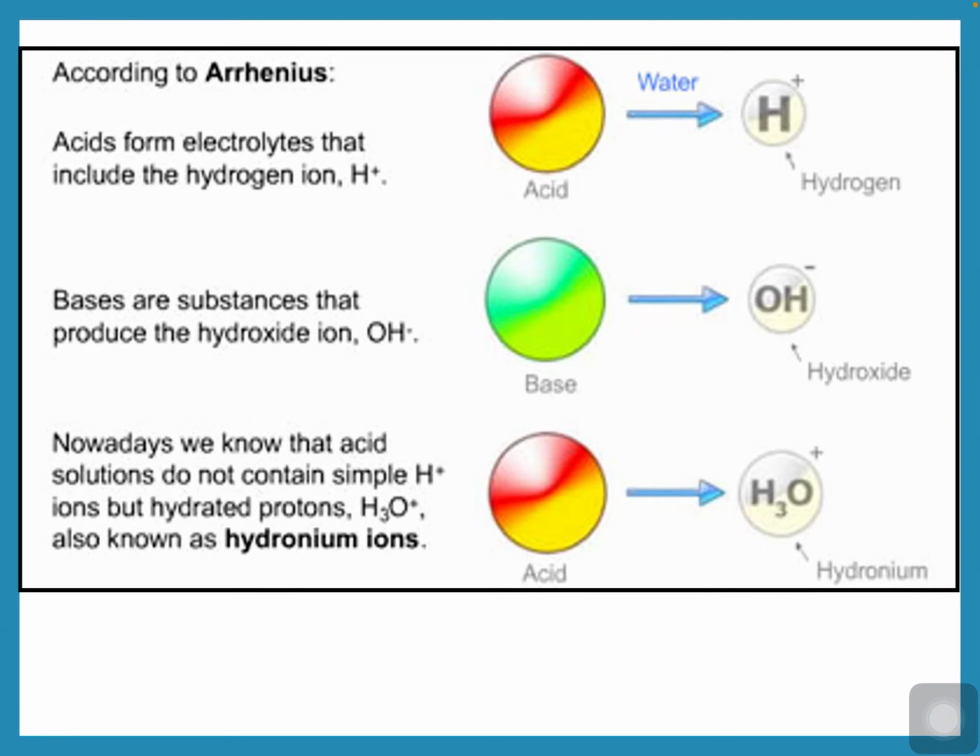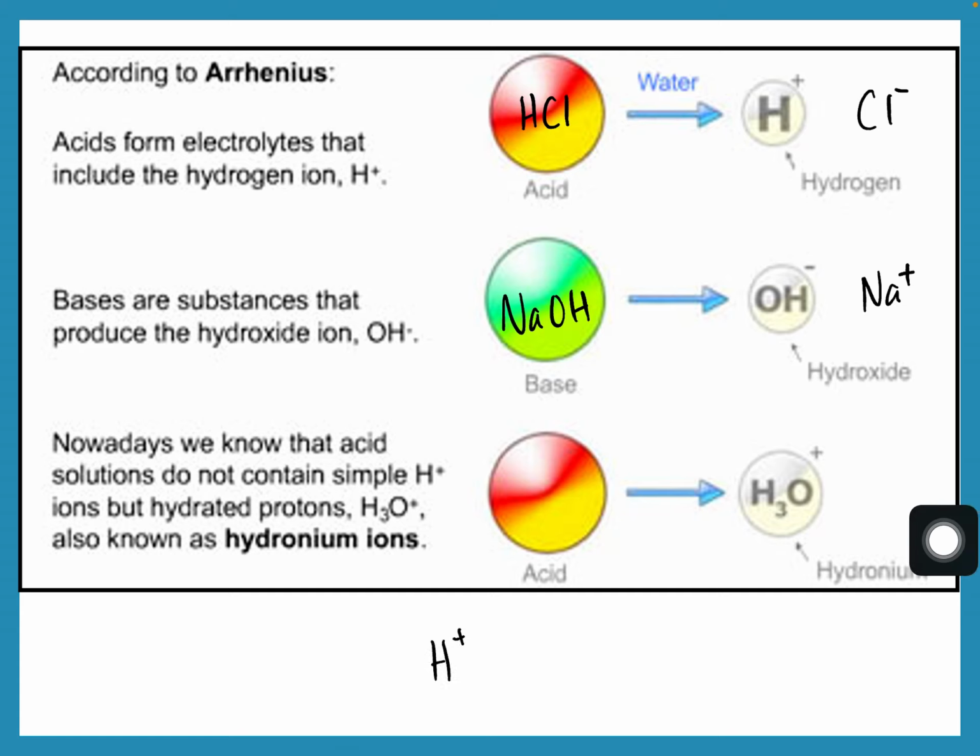So this is a visual showing just that. So if I have hydrochloric acid, then that splits into hydrogen and chlorine. And if I have sodium hydroxide, that splits into sodium ions and hydroxide ions. Now, the one note here is hydrogen is actually not going to be an ion on its own. What's going to happen is that hydrogen will combine with a molecule of water to create what's called a hydronium ion.